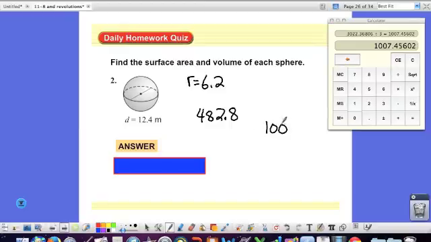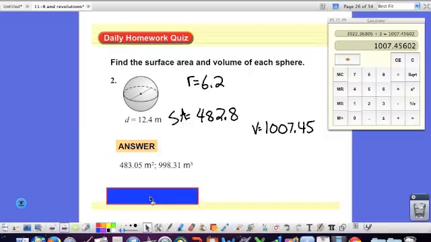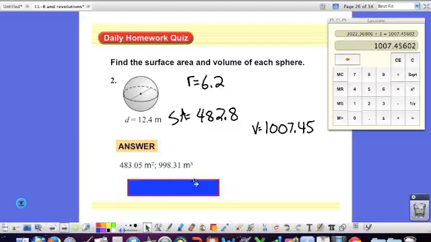equals 1007.45. That's my volume. That's my surface area. There you go. Obviously a little bit of differences in rounding, but you know why.